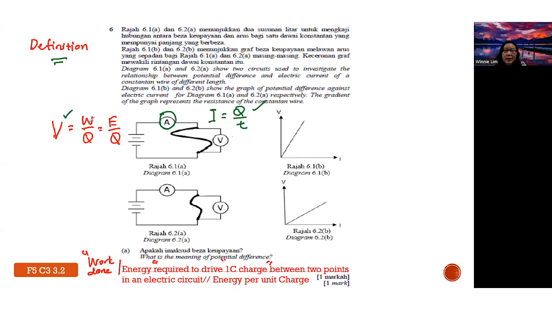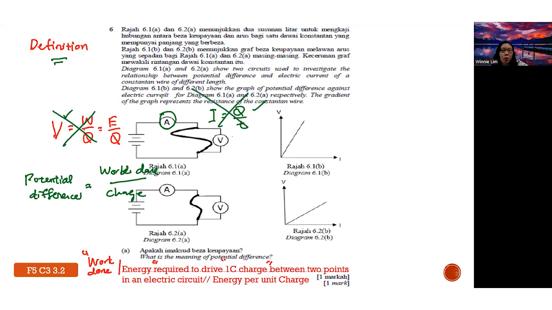But of course, you cannot write the symbol alone. You cannot just write like that. If, let's say, you write in full terms as a formula: potential difference equals work done over charge, accepted. But if you just write the symbol only, cannot.